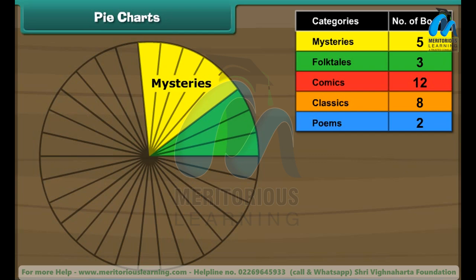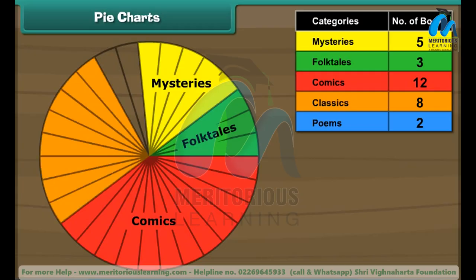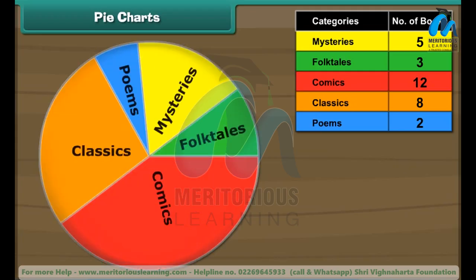Let us now color the next 3 adjacent sections green and write folk tales. Now we count the next 12 sections. We color them red and write comics. Next we count 8 adjacent sections. Color them orange and write classics. Finally, we color the remaining 2 sections blue and write poems. The pie chart is ready.